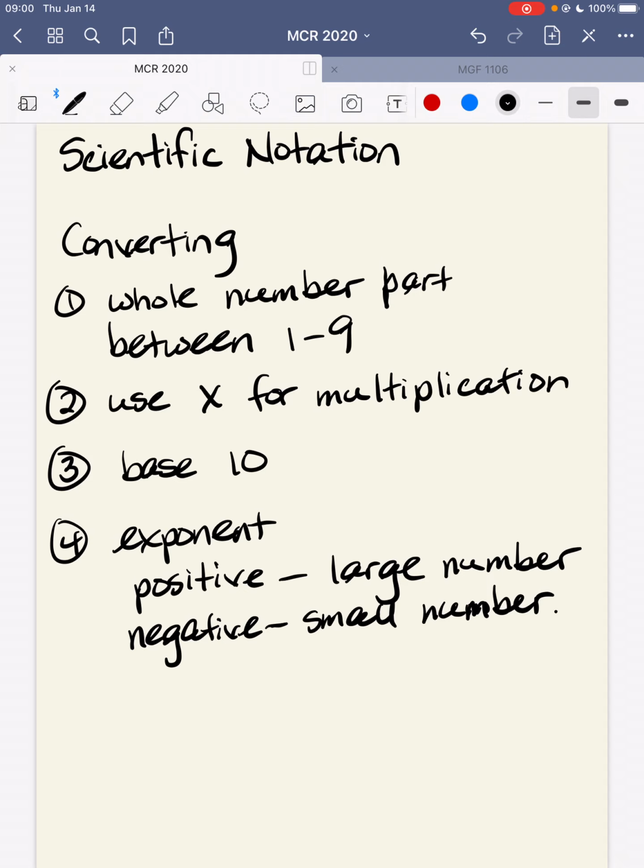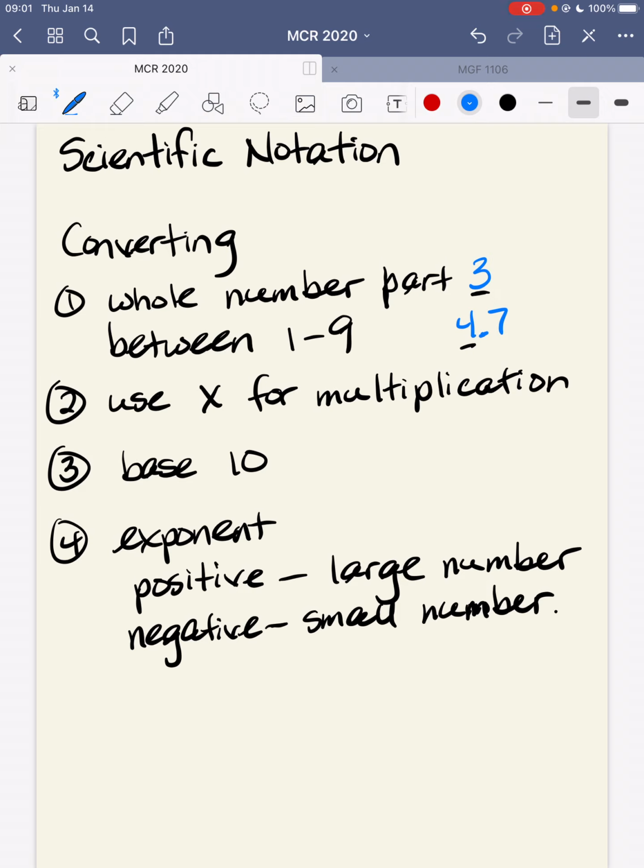Our scientific notation requires a whole number between 1 and 9. All right, so that could be something like 3, it could be 4.7, it could be anything of that nature, but the number must be between 1 and 9, so that this whole number piece must fall in that range. Okay, we must use the old school multiplication sign. Okay, so no dots, no parentheses in scientific notation.